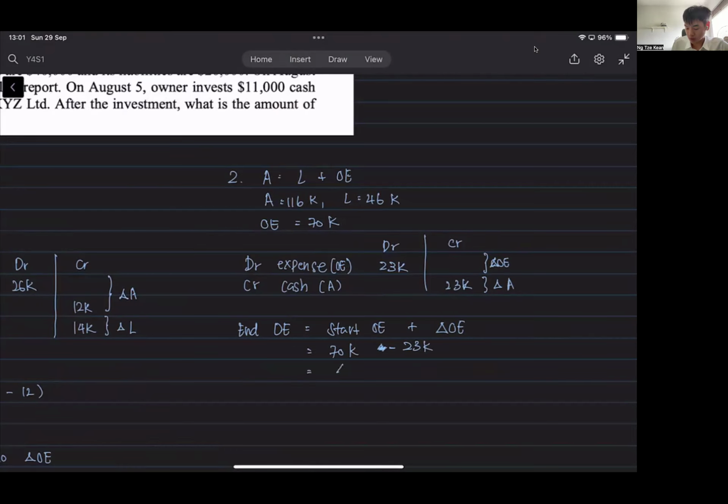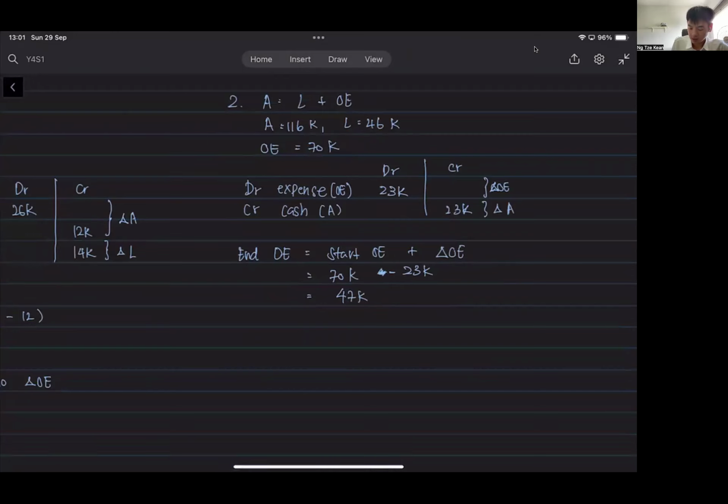Solving for it, we will get 47,000. So you have to be sure of the sign that you're using, because the expense decreases owner's equity by nature. And similarly, you can also solve with the other side of the equation.